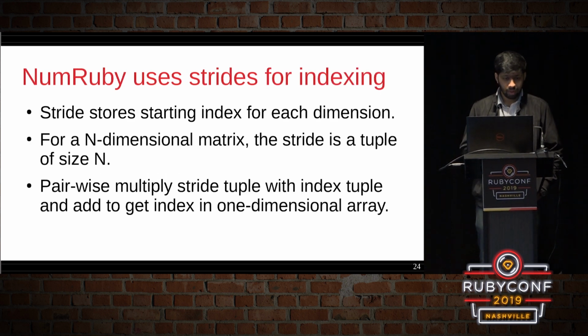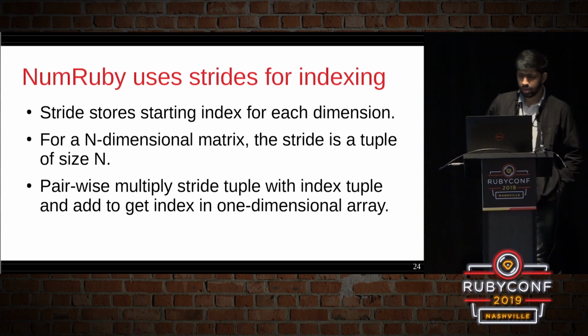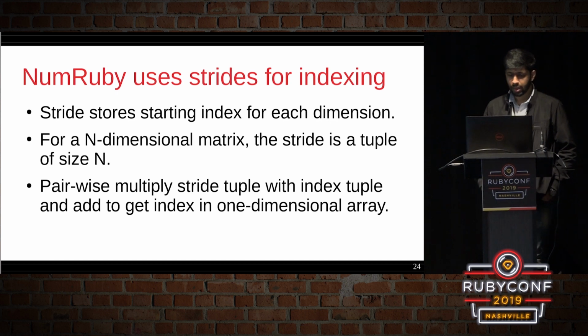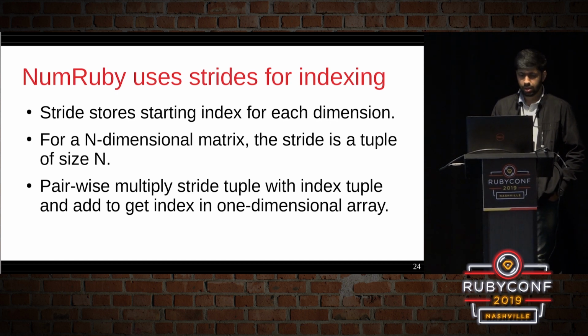Then comes strides. So what's a stride? A stride stores the starting index of each dimension. For an n-dimensional matrix, stride is also a tuple of length n. To calculate, you just pairwise multiply the index tuple with the stride tuple, and add those values to get the single value index.